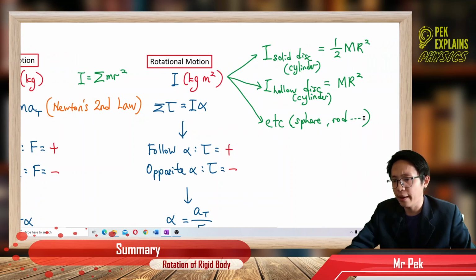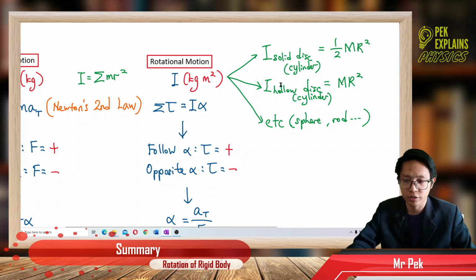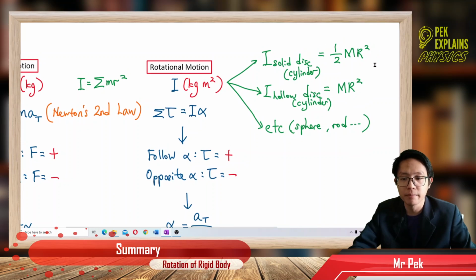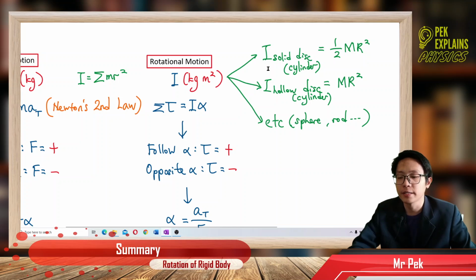And also we have several shapes. We have solid disc or solid cylinder. We have hollow disc, hollow cylinder. We also have their respective formulas, but these formulas need not be memorized because they will be given in the exam, in the questions. Also we have several other shapes like sphere and rod. Those formulas will be given. But the most commonly used formulas are for the solid disc and hollow disc, or cylinder.